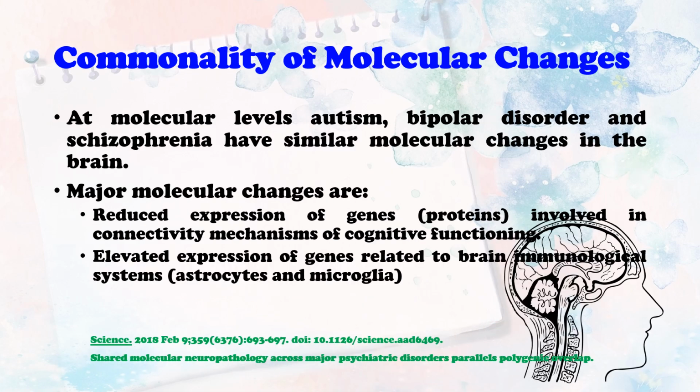Another research highlights the commonality of molecular changes of autism spectrum disorder with other diseases. At the molecular level, autism, bipolar disorder, and schizophrenia have similar molecular changes in the brain. Major molecular changes are reduced expression of genes involved in connectivity mechanisms of cognitive functioning, and elevated expression of genes related to brain immunological systems.